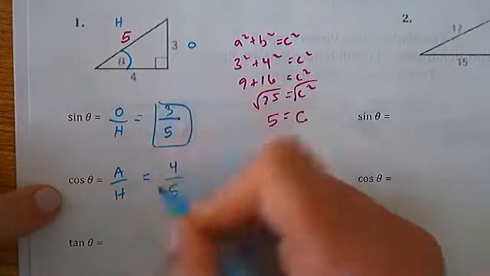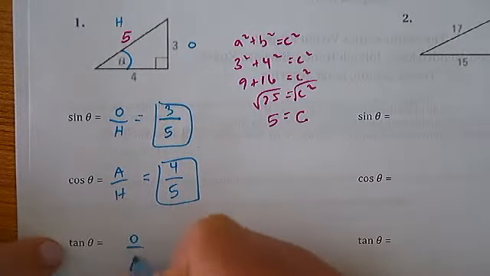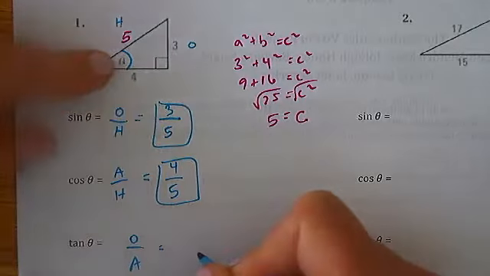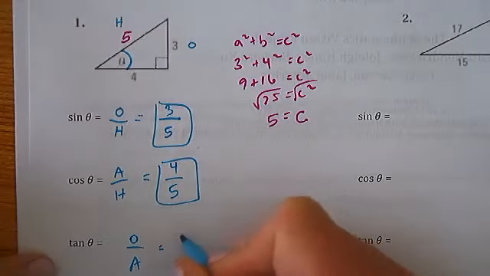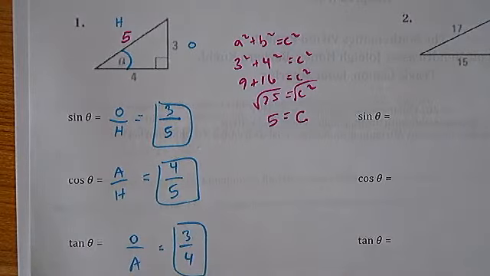And that's it, that's your answer. That's what it represents. And then finally, tan is opposite over adjacent. So from theta, opposite over adjacent, that's 3/4. Okay, so that's just a good little reminder of how to write the ratios.